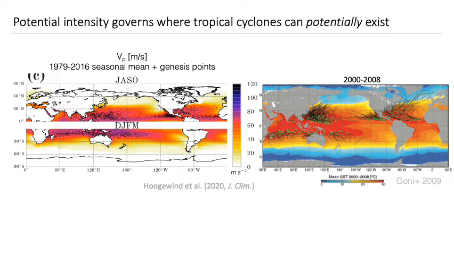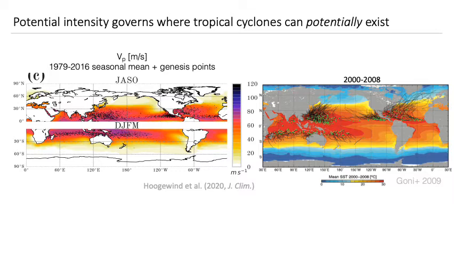And what's shown on the left here is the distribution of the 1979 to 2016 seasonal mean potential intensity, and that's in the colors. It's shown for July, August, September, October in the northern hemisphere, and December, January, February, March in the southern hemisphere. And the black dots denote genesis points during that time as well. On the right here is showing you the same thing, where you can see the earlier plot with the sea surface temperatures as well as the tracks, just so you can see how the tracks align with this.